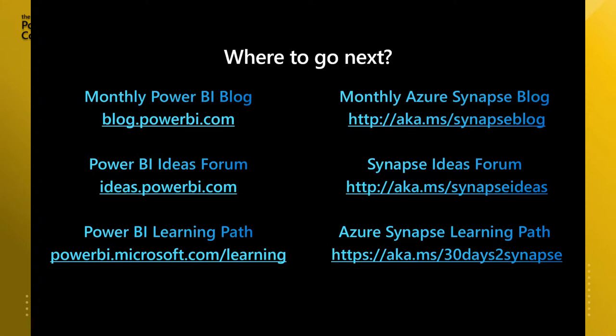Exactly. So it's linking everything together, going into all of those areas. We've got the Power BI monthly blog, the ideas forum, the learning paths, the Azure Synapse blog, Synapse ideas, and also the Azure Synapse learning path. I love all of those links. They're like a mirror image of each other. That's why it's all the links.